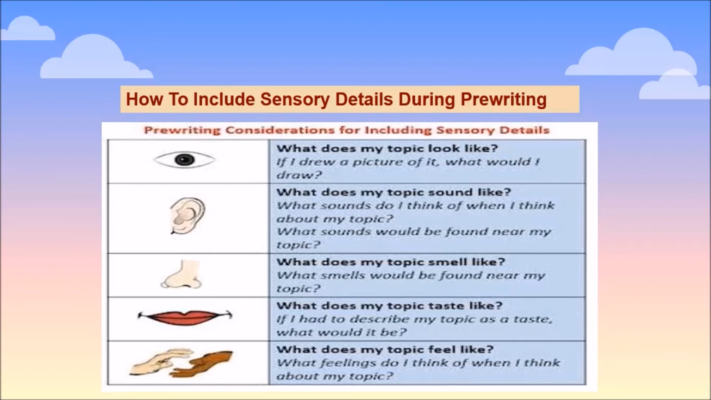Now, since we're dealing with creative writing, how do we include the sensory details before we actually do our writing proper? Here are the pre-writing considerations for including the sensory details. First, you have to think about what your topic looks like. If you draw a picture of it, what would you draw?